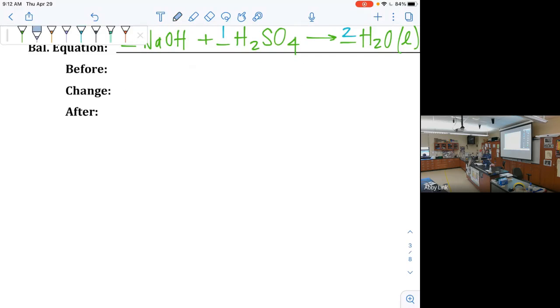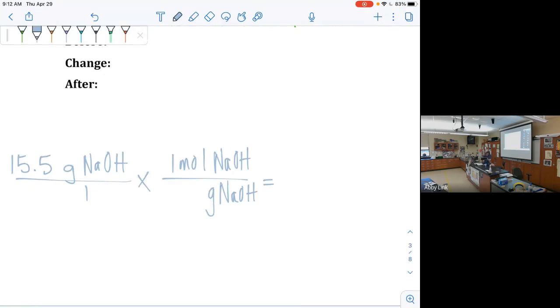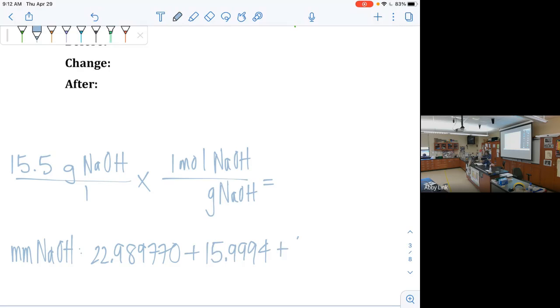All right. So they slide down here. So the first one to give us is the 15.5 grams of sodium hydroxide. Okay. I'm just converting this into moles of sodium hydroxide. Okay. So I'm going to need my molar mass. All right, molar mass, sodium hydroxide, 22.98977, plus oxygen is 15.9994, plus hydrogen is 1.00794.